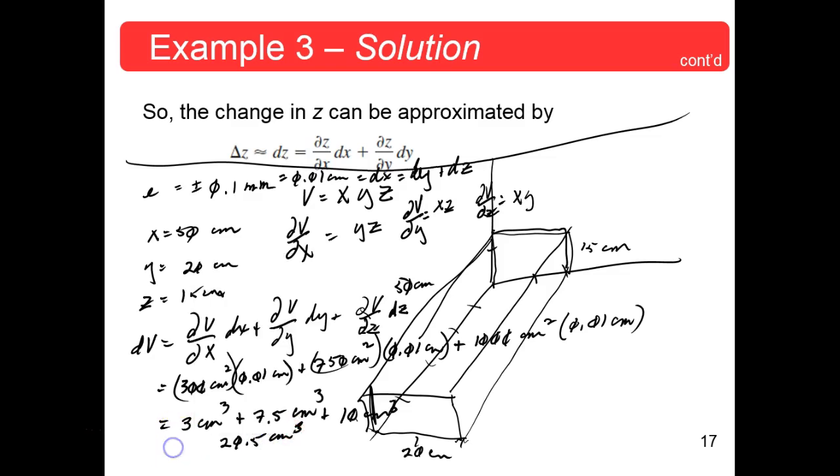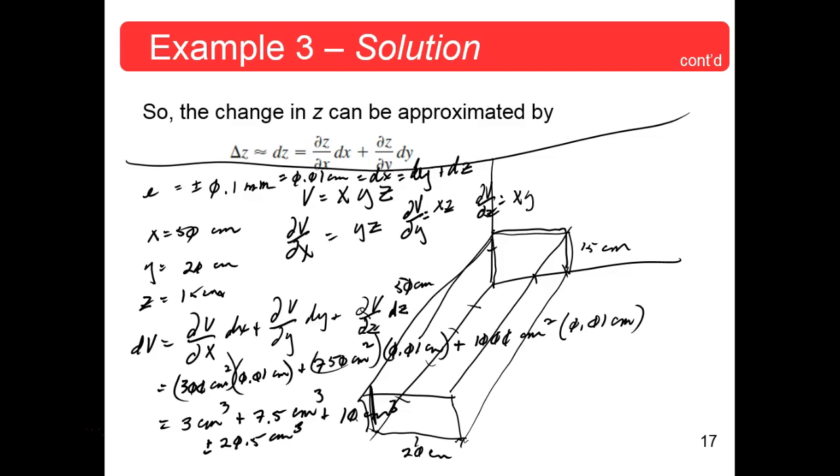Okay, now that's your estimated error in your volume. And I think at this point we can put in the plus or minus, because they could be plus, they could be minus, and they could be in between those. Okay. So that's your dV, okay, plus or minus 20.5 cubic centimeters. All right.